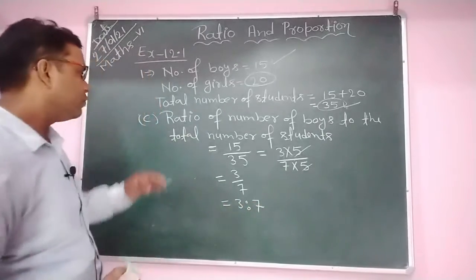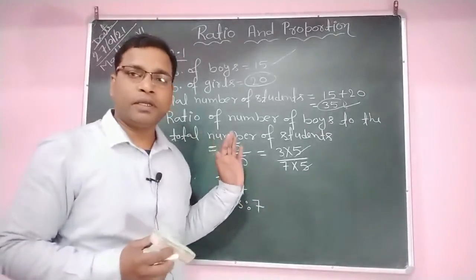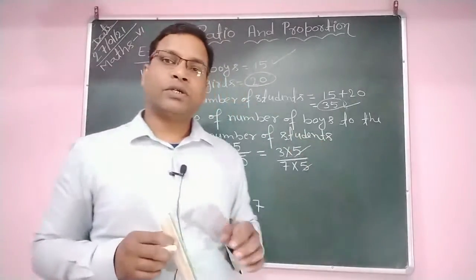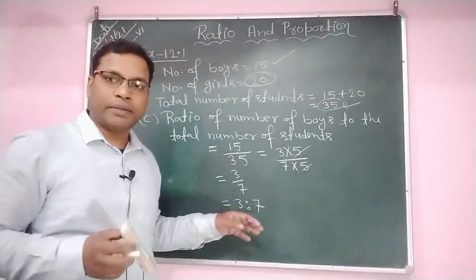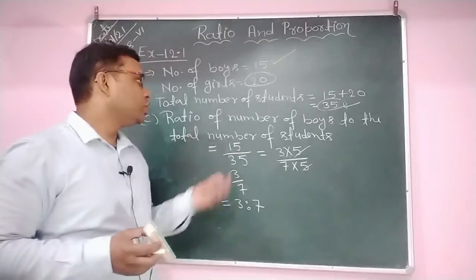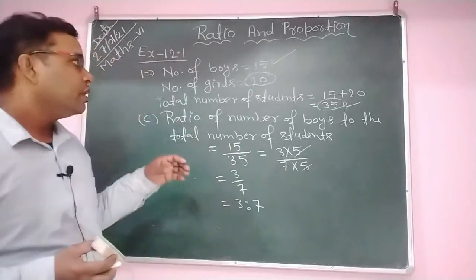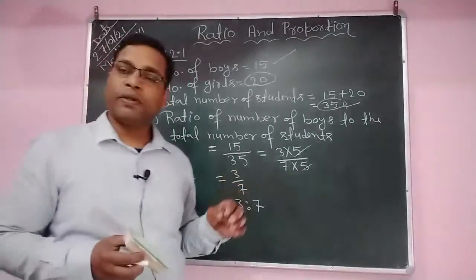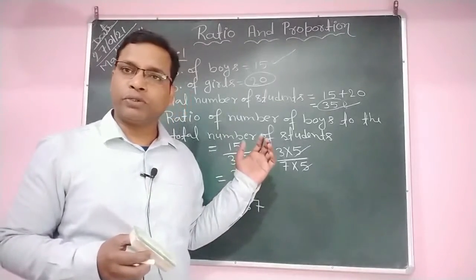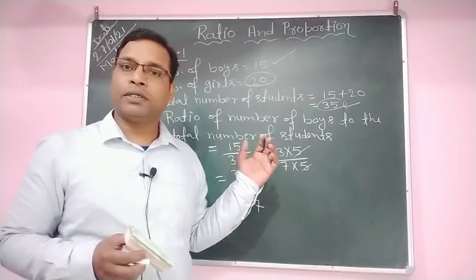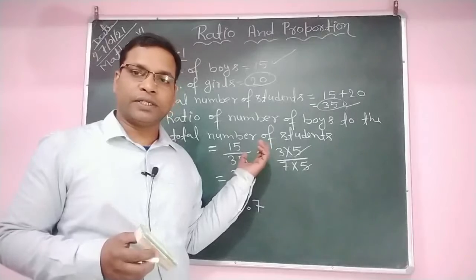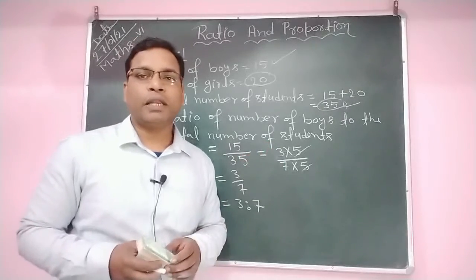Okay, so here you can see that we found the ratio of the boys to the total number of students in class is equal to 3 ratio 7. And before it, we also found the ratio of number of girls to the total number of students. This is equal to 4 ratio 7. And we also found the ratio of number of girls to the number of boys. This is equal to what? You can say here, this is equal to 4 ratio 3. Now students, I hope all of you understood this question.